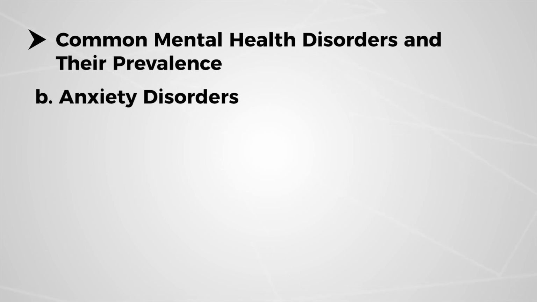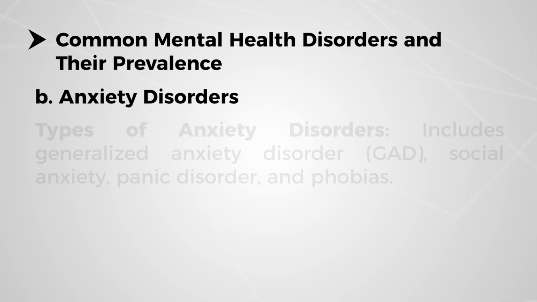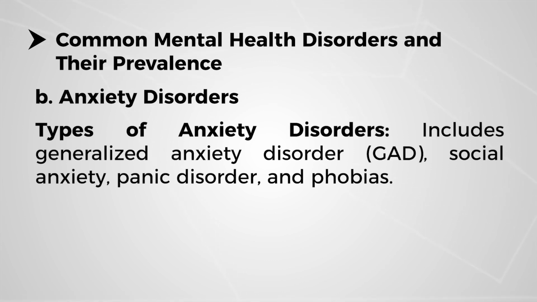Then anxiety disorders: global prevalence affects about 301 million people worldwide, including 58 million children and adolescents. You can see anxiety disorder here. Types of anxiety disorders include generalized anxiety disorder, social anxiety disorder, and also panic disorder and phobias. Because of that, young people are very stressed. For example, exam anxiety: in India also we have cases of examination anxiety.